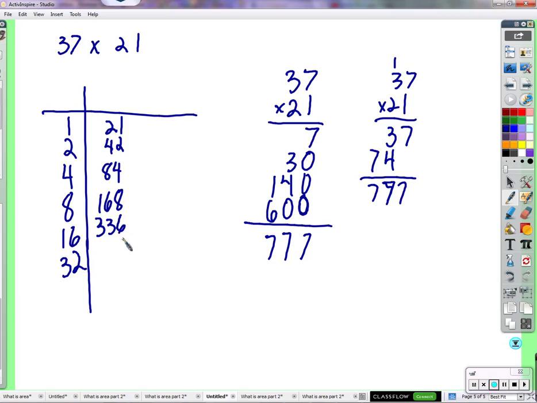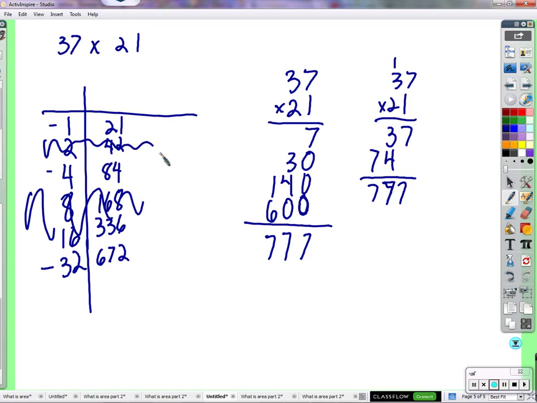Well, we don't need to double. All I need to do here is figure out which of these adds up to 37. So start with 32, and we're trying to get to 37. Let's see, 32 plus 4 is 36, plus 1 is 37. Those add up to 37. So we'll forget about all these.